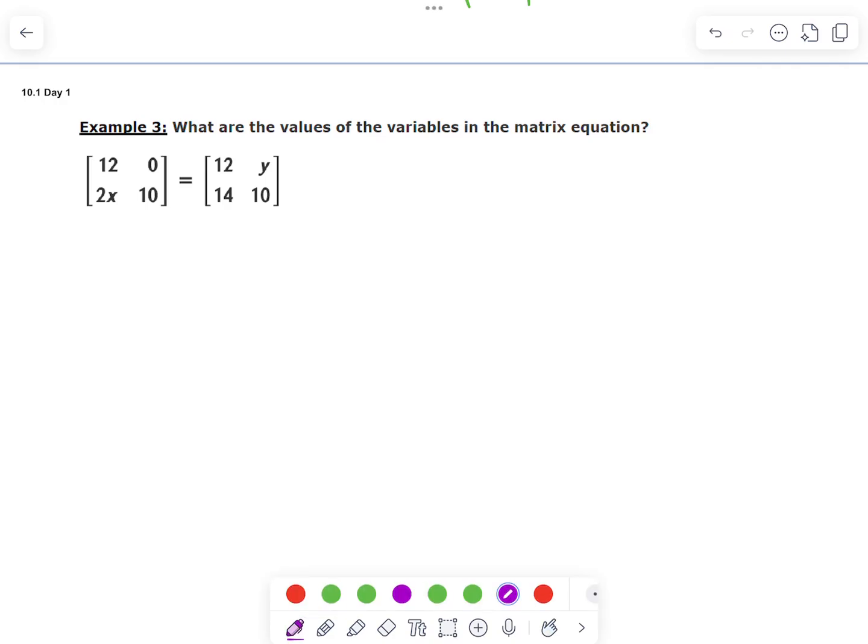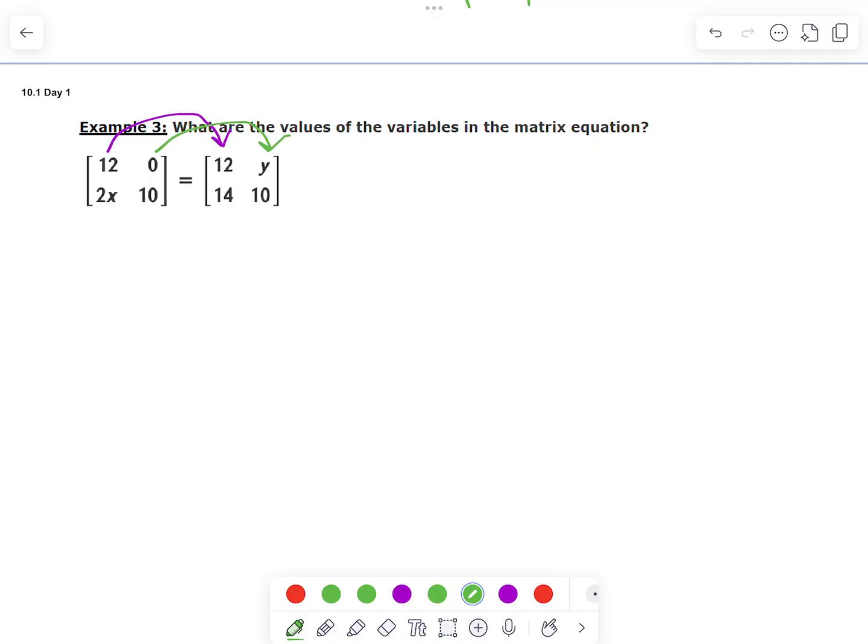So the data points will line up. When I have the matrix in the upper left, it's going to correspond with the matrix on the right side of the equation in the upper left. So those two elements are going to be equal. Then again, in the upper right, those two equal each other.